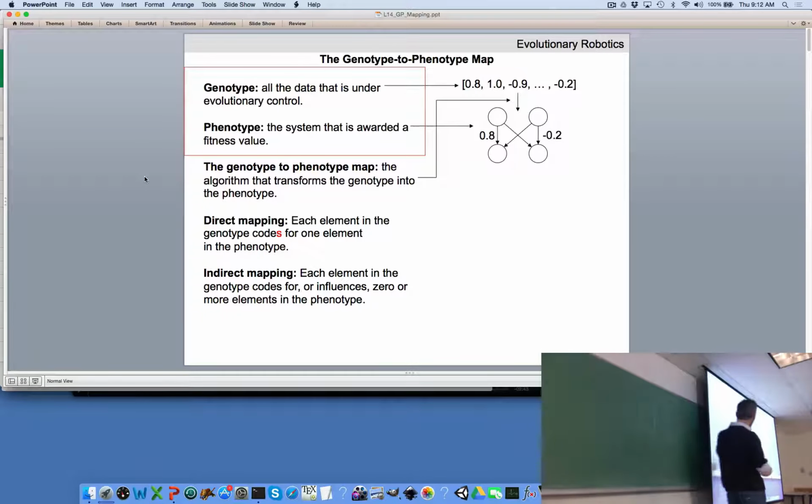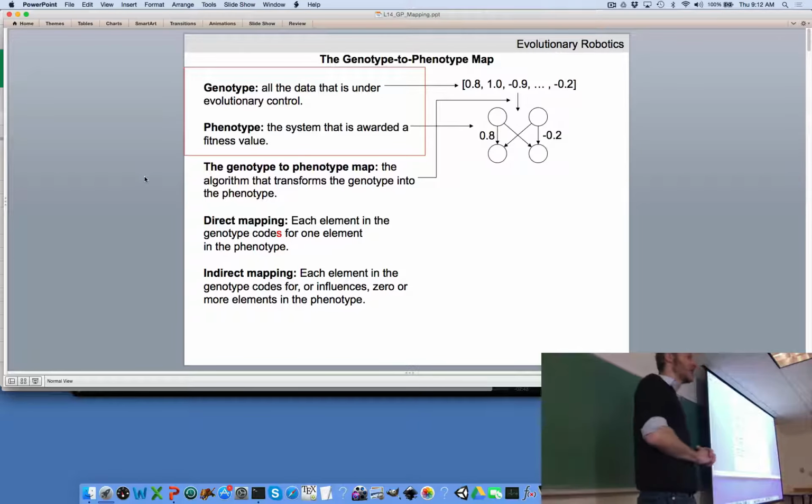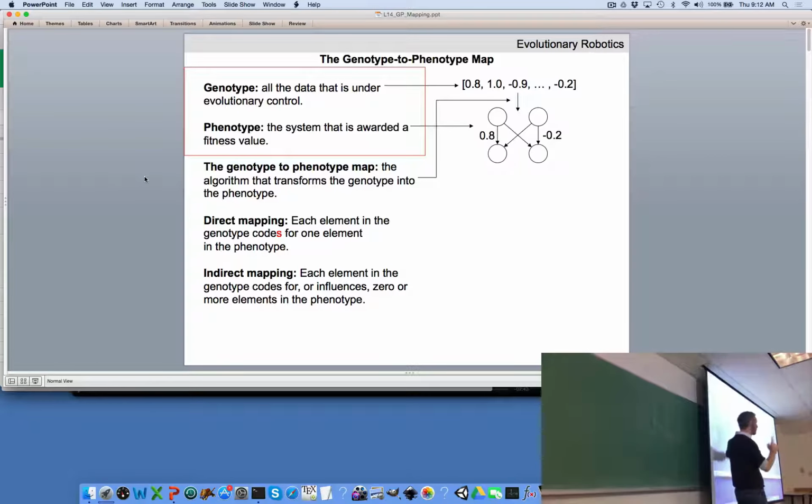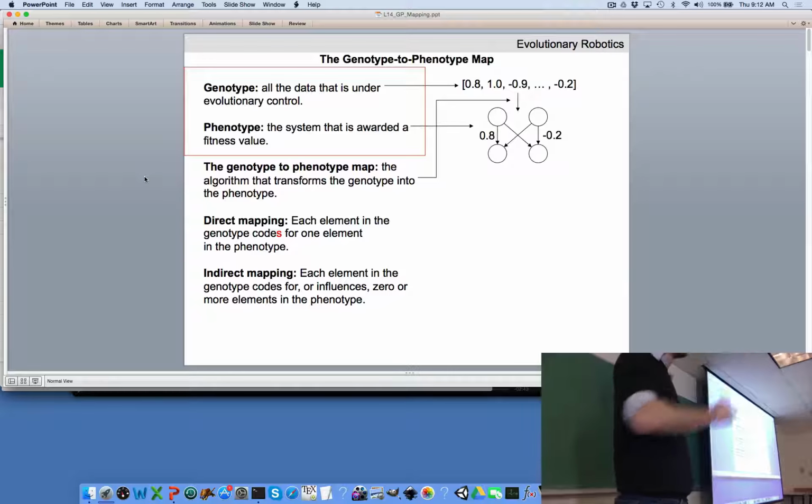So we're going to look now at a different genotype to phenotype map, which is indirect, and it's indirect in the sense that now each number in the genotype, we're still going to have a genotype that's a collection of numbers. Each number is now going to code for, or it's going to influence 0, 1, or more elements of the phenotype.